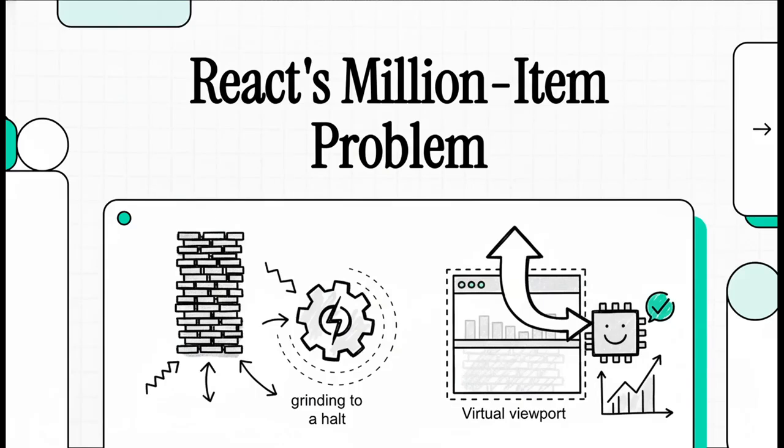All right, let's talk about a problem that drives almost every web developer crazy at some point. You've got this huge list of data, maybe thousands or even a million items. You try to show it in your app, and everything just grinds to a halt. We're going to tackle that exact problem today and look at the surprisingly elegant solution.